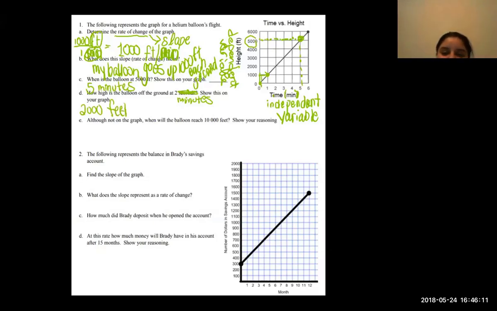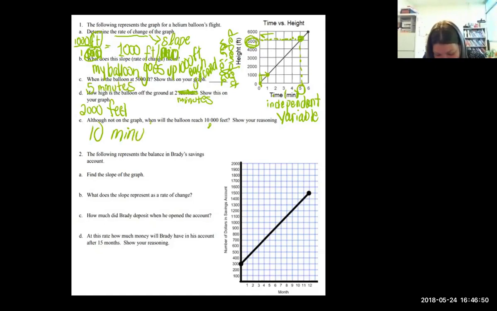Okay, now this is an interesting question. It says, although not on the graph, when will the balloon reach 10,000 feet? And they ask us to show our reasoning. 10,000 feet. Well, we've only gotten up to 6,000 feet at 6 minutes. Any ideas? Double the 5,000? Oh, that's so smart. You're saying, well, if in 5 minutes I got to 5,000, double that would be 10,000. So then it would take me how many minutes? 10 minutes. Okay, in 10 minutes. Brilliant, Marley.